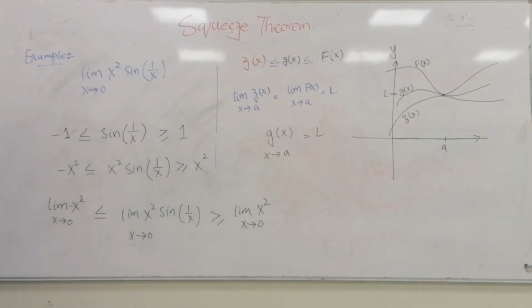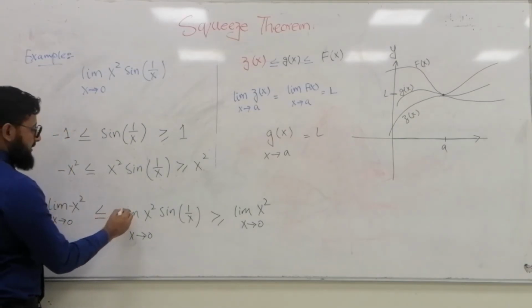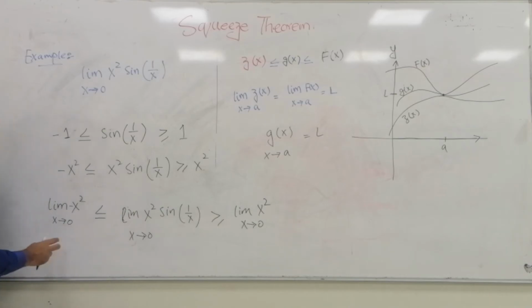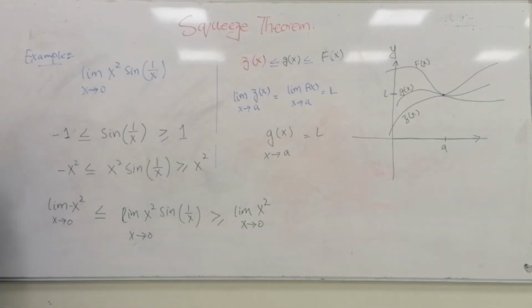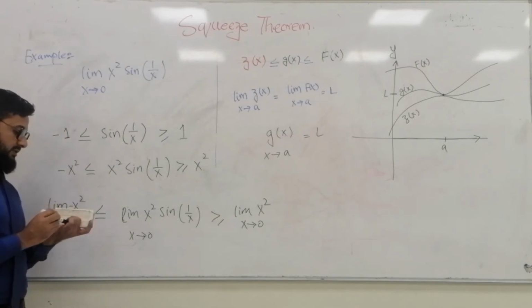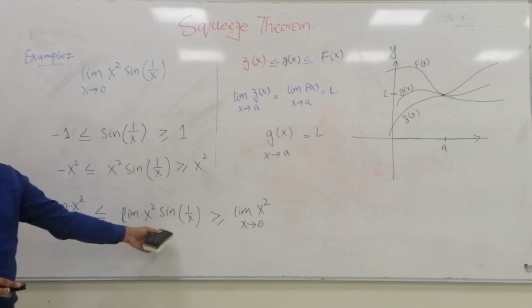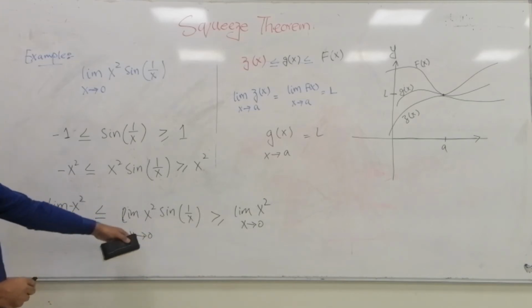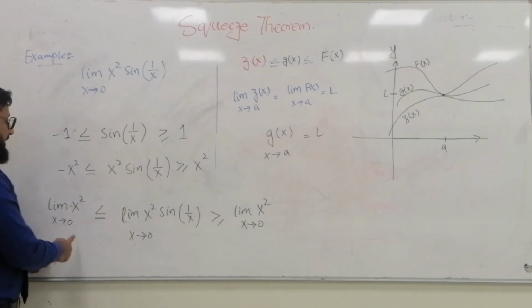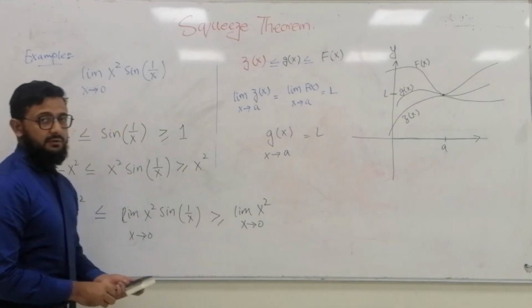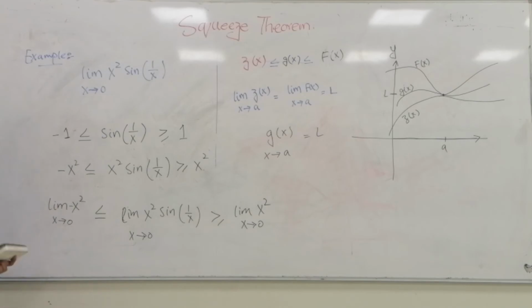Now, using the squeeze theorem, if I find the limit of this and the limit of this, and I see that the limit of them at this point is the same, then I can use the same limit for the function in the middle, because I just saw that I cannot find it directly, so I will use the indirect way to get the limit of the middle function, right?